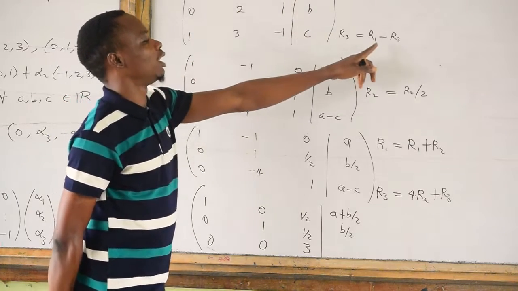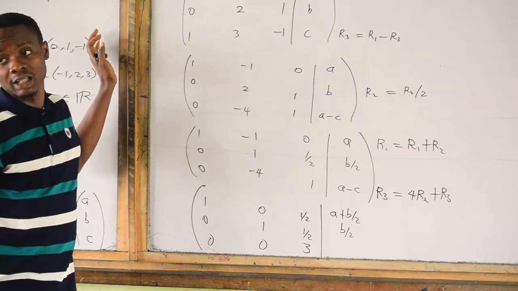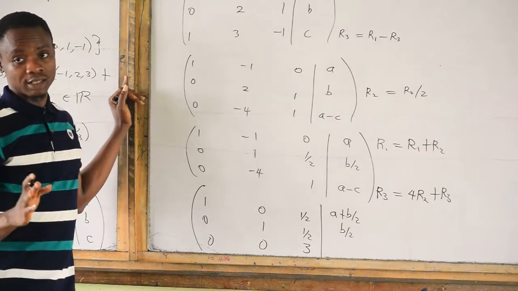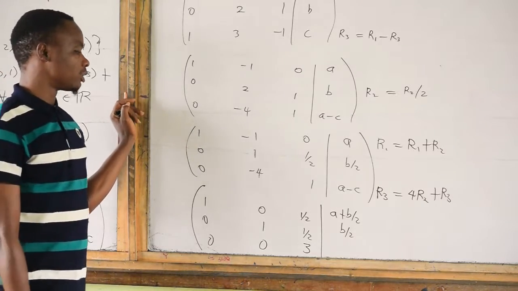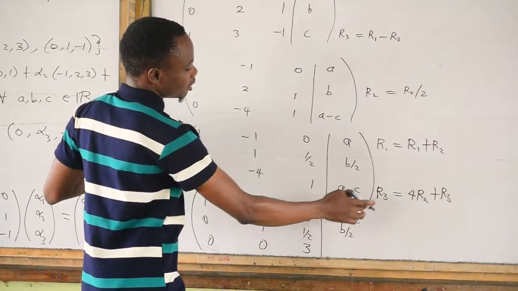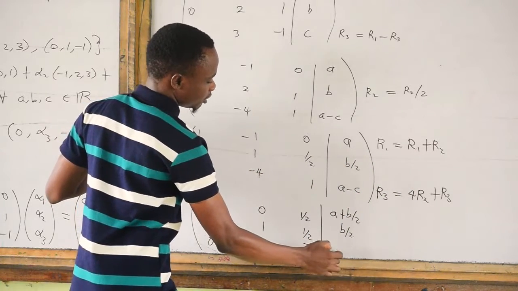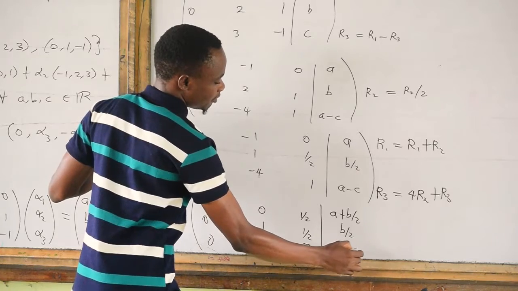I did R1 minus, not R3 minus R1. If we did something different, it's fine. You get that? If we did R3 minus R1, it is correct. Okay, so this is going to give us B over 2, and this one will give us what? 4R2. That's 2B plus this. That's 2B plus A minus C.